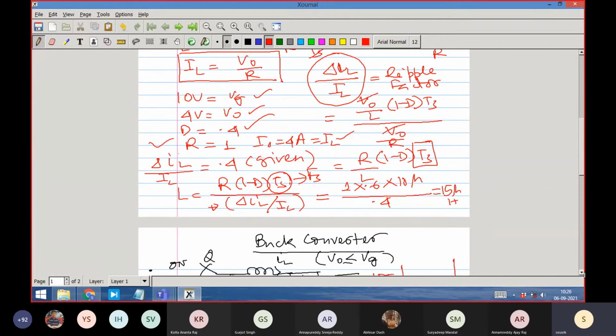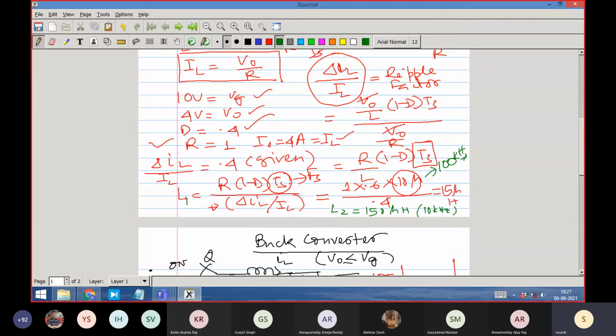If you had done the same design at 10 kilohertz switching frequency, this L1 of 15 microhenry is corresponding to 100 kilohertz. But if you had done this design at 10 kilohertz, you still have to maintain delta IL by IL of 0.4. Then this L2 will be equal to 150 microhenry when you are choosing 10 kilohertz. And 150 microhenry is 10 times more.